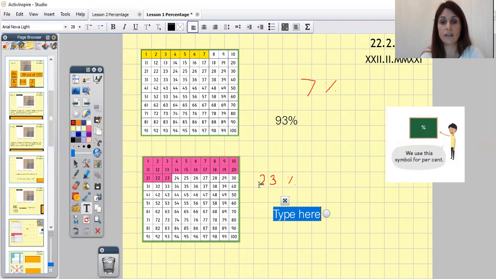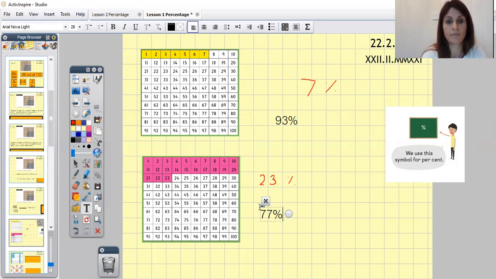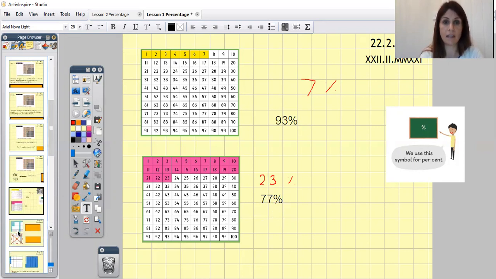30 add what makes 100? 70. So it's going to be 77%. Okay, 77 plus 23 makes 100. Right, okay, hopefully that one is quite clear. So let's have a look at the next one then.